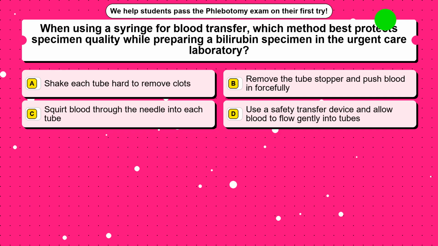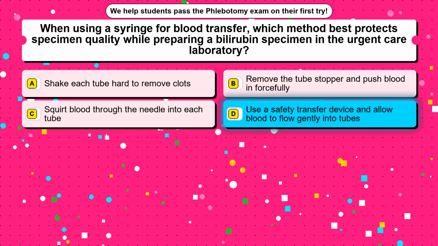Question 48. When using a syringe for blood transfer, which method best protects specimen quality while preparing a bilirubin specimen in the urgent care laboratory? Option A. Shake each tube hard to remove clots. Option B. Remove the tube stopper and push blood in forcefully. Option C. Squirt blood through the needle into each tube. Option D. Use a safety transfer device and allow blood to flow gently into tubes.